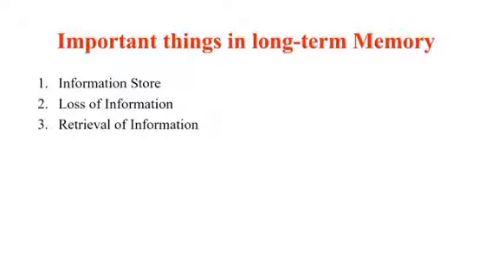Then the second one, loss of information. As we know, we are human and we sometimes forget. Why and how does it happen? Because of interference. Interference is when you had some old information and now you have received new information, and the new information masks the old information, and due to that you forget the old information and remember the new information. This is called retroactive interference.